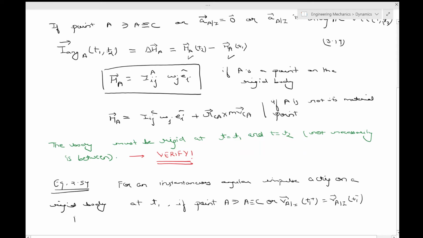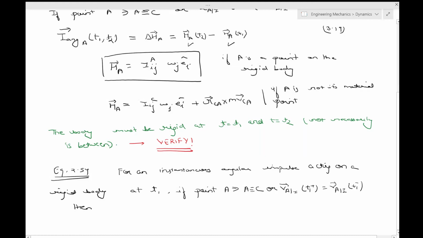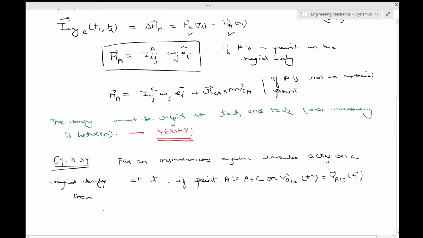Then the angular impulse about A at T1, delta HA, is equal to HA at T1 plus.